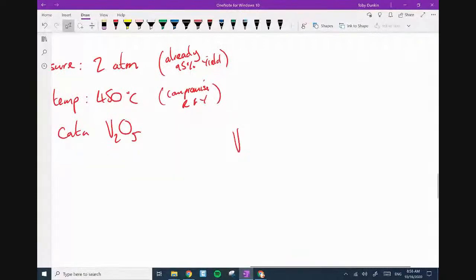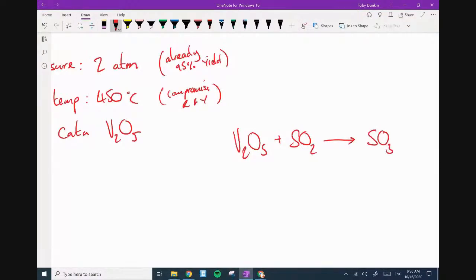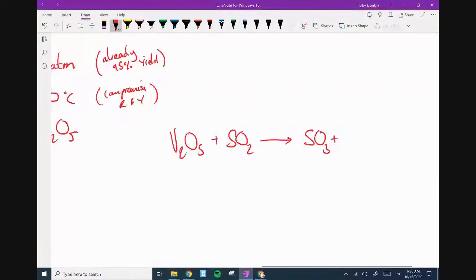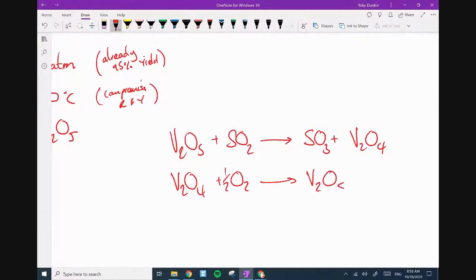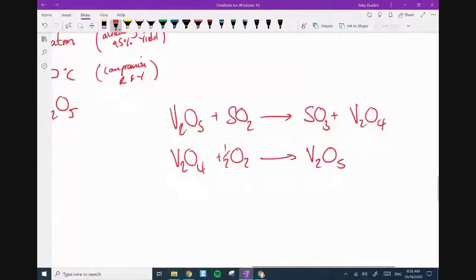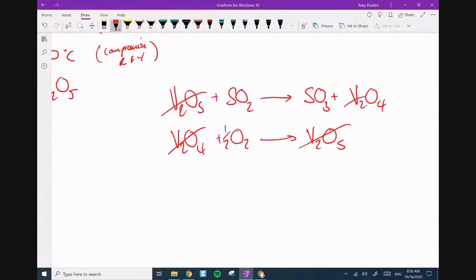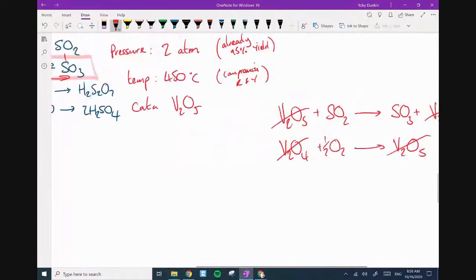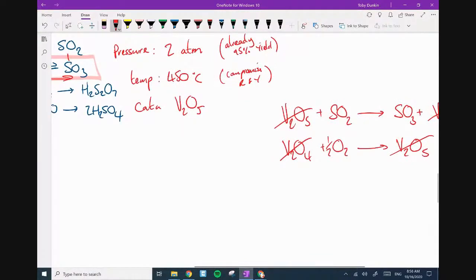V2O5 reacts with SO2 to produce SO3 and V2O4. The V2O4 reacts now with oxygen, half O2, to produce V2O5. It's regenerated, it's not used up in the overall equation. That cancels with that, that cancels with that. The overall equation is the same. Different pathway, but with a lower activation energy. Winner. Nailed it.